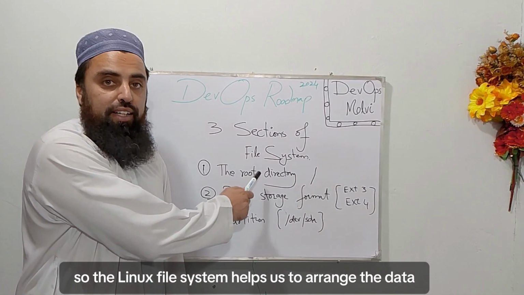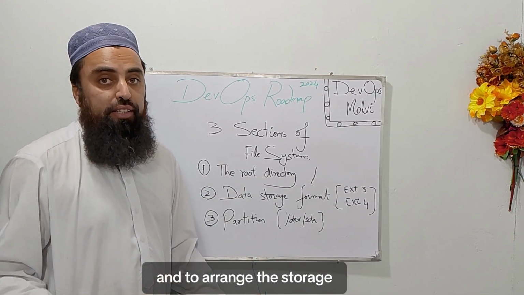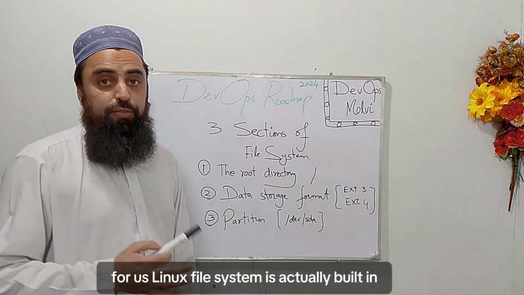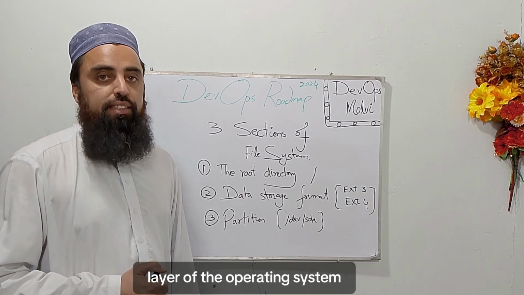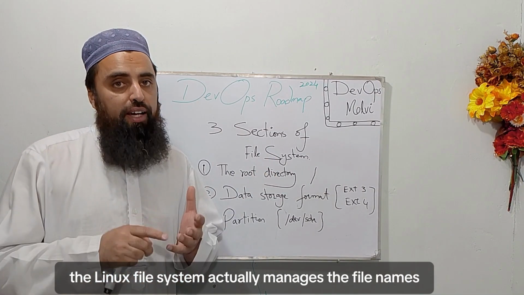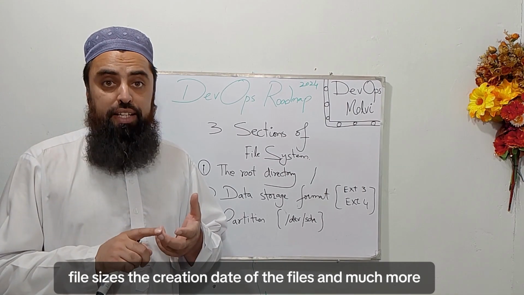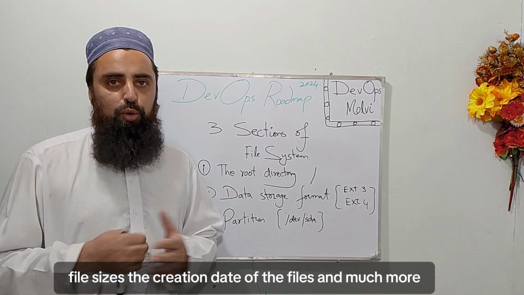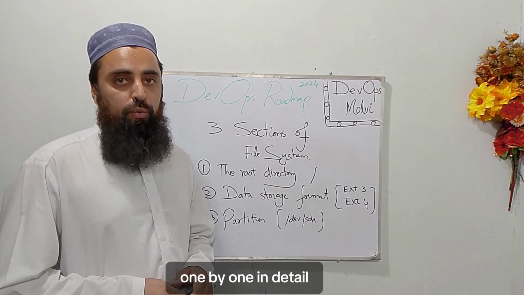So the Linux file system helps us to arrange the data and the storage for us. The Linux file system is actually a built-in layer of the operating system. It manages the file names, file sizes, the creation date of the files and much more. Now let's discuss the three sections of our file system one by one in detail.